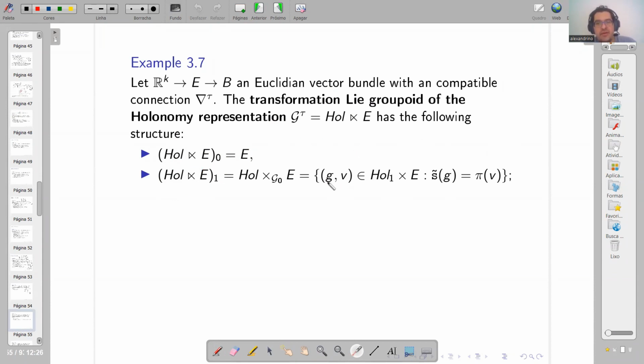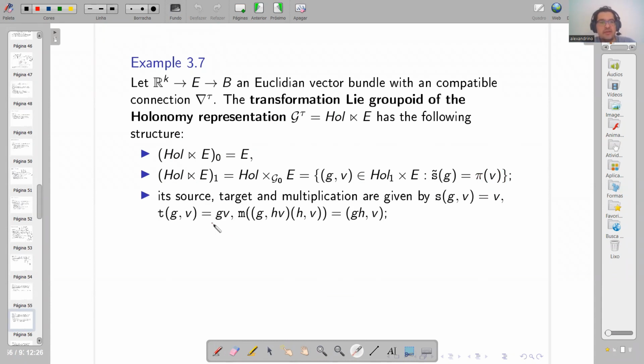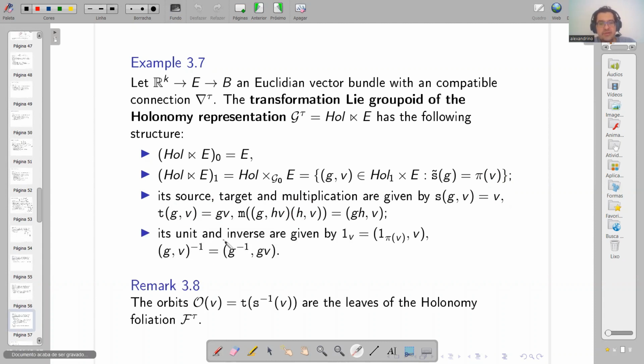It's quite natural. You have a holonomy and a vector, and we want to act with this holonomy on this vector, so the source, the foot point of this holonomy, should coincide with the foot point of this vector. Now we have source and target maps and multiplication in the most natural way. Source is just the vector. Target, you multiply the holonomy by the vector. We act with the holonomy on the vector. And the multiplication is just to compose things when they make sense. And the unit and inverse can be defined as well here.